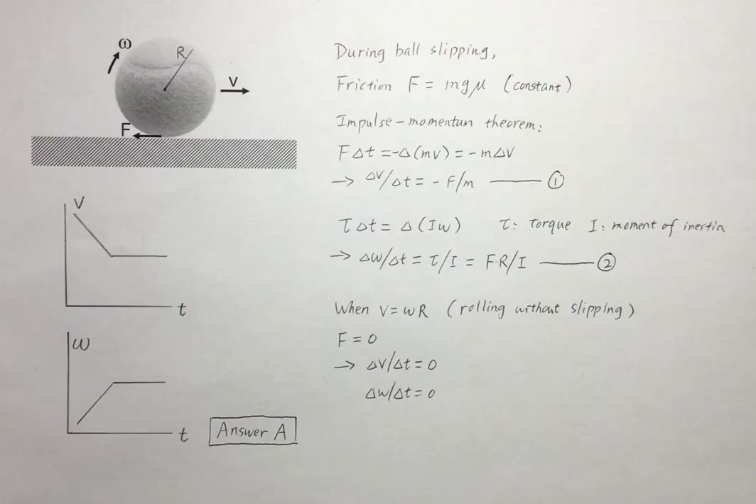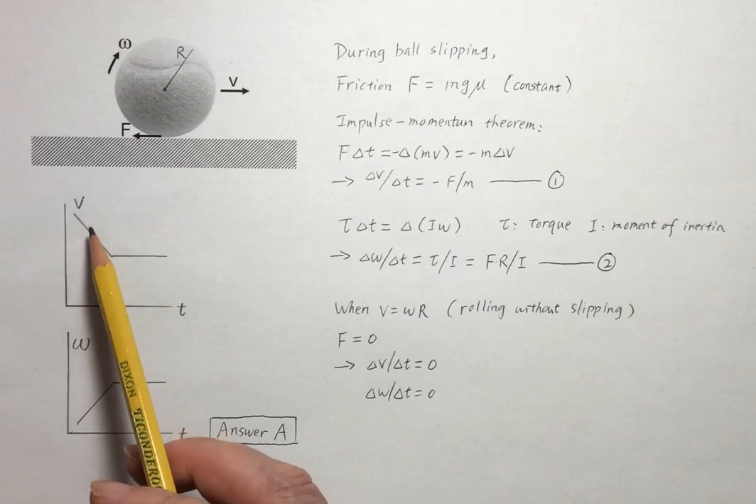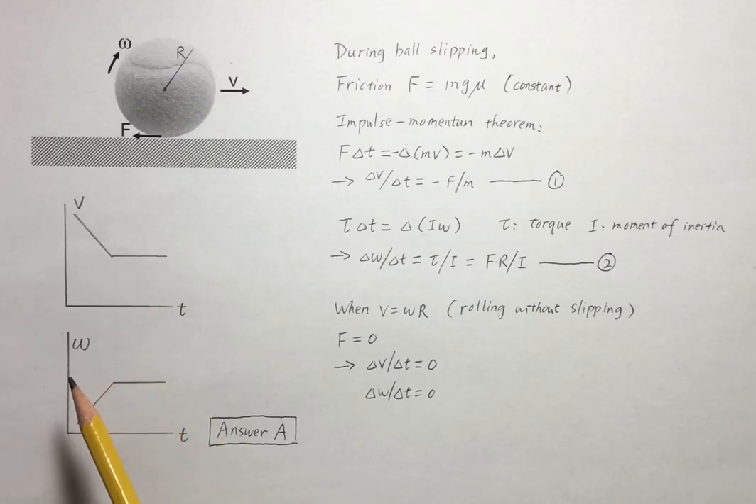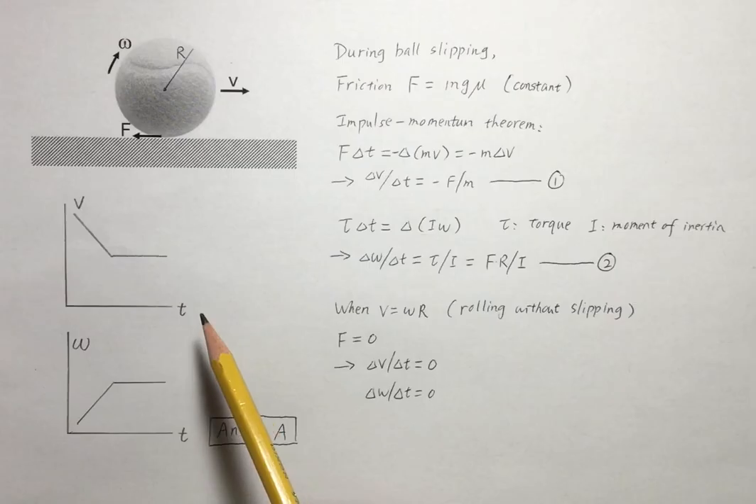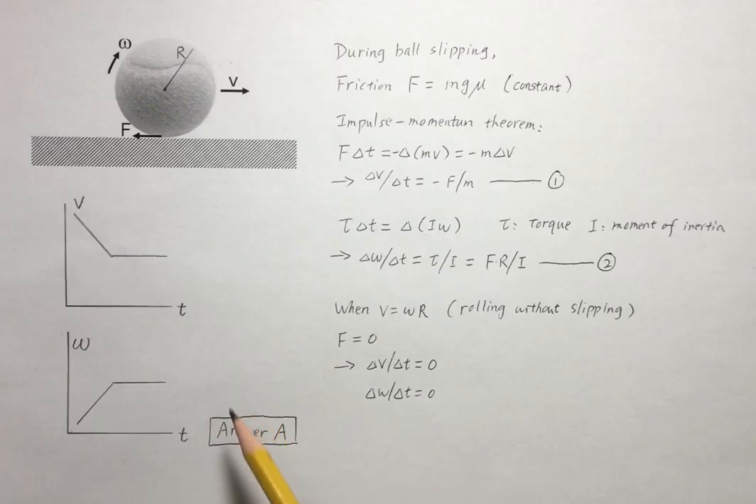So we want to find out the behavior of the linear speed v over time, and also the behavior of the angular speed omega over time. We want to find out which is the right answer. I have already shown the answer here, which is answer A, but in a moment I will show you how we get the answer here.